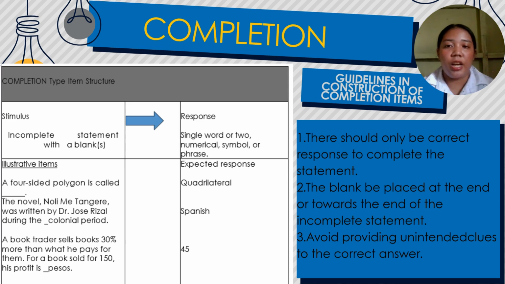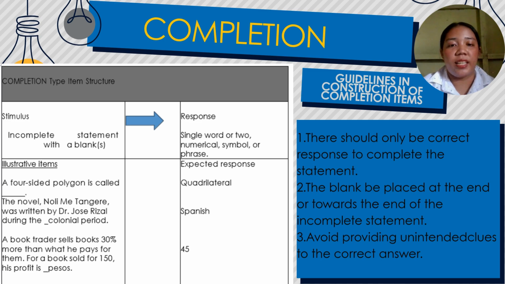There are three guidelines. First, there should only be one correct response to complete the statement. This means that the question should be written clearly so that only one answer fits correctly. Second, the blank should be placed at the end or towards the end of the incomplete statement. Putting the blank near the end helps students understand the question better before they think of an answer. If the blank is in the beginning or middle, it can make the sentence confusing.